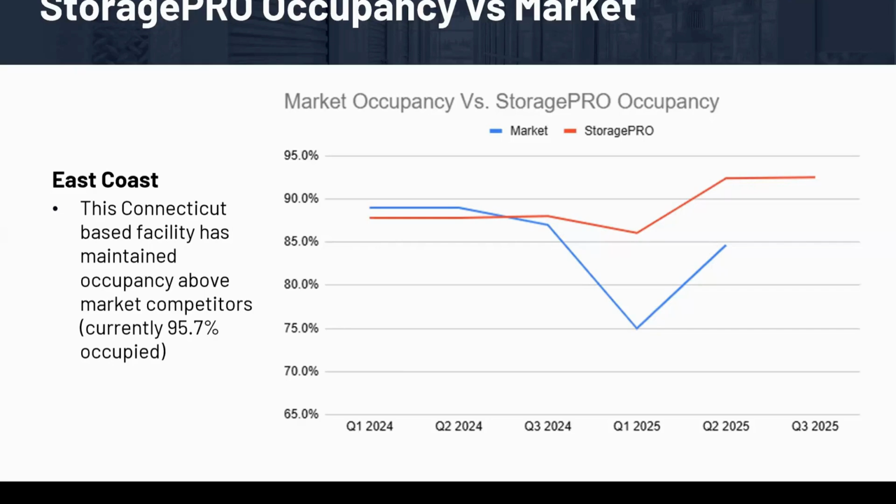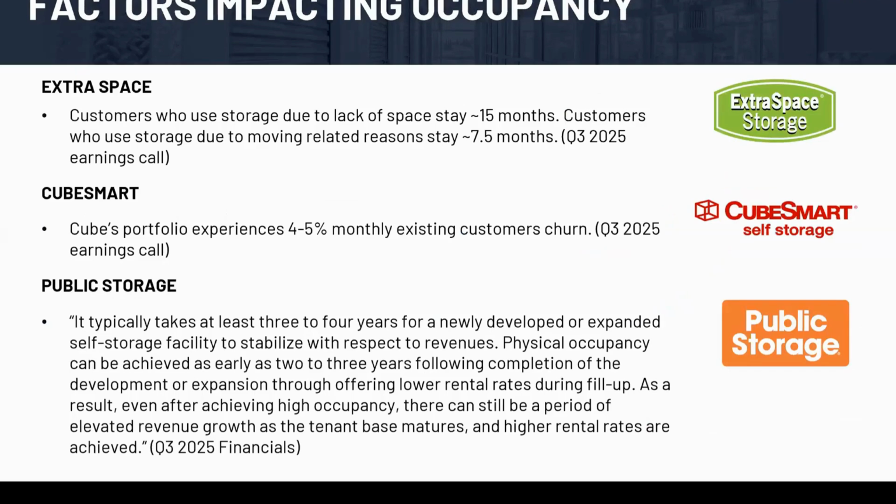Awesome. Well, I think we have really two quick slides left. And in terms of factors impacting occupancy, I think you almost hit on all of them. I'll just highlight a couple of things from three of the big REITs. The first is Extra Space: customers who actually rent storage due to a lack of space stay on average about 15 months, versus folks who are moving, who rent at half the duration. So that's just really interesting. I know we talk as an industry about housing and mobility and all that kind of stuff, but there are certain kinds of tenants that are the best tenants to try to attract for your facility.